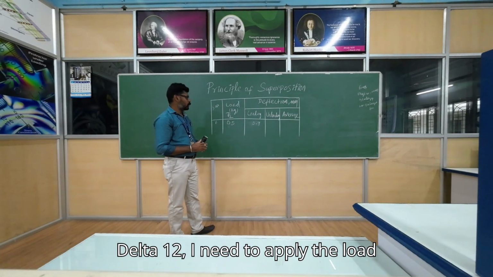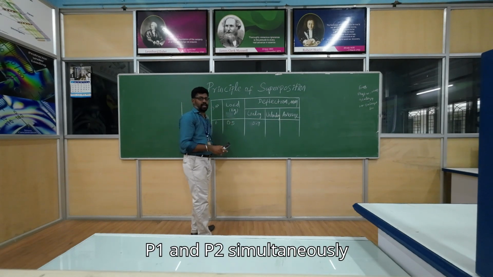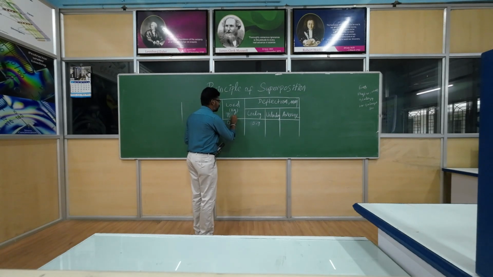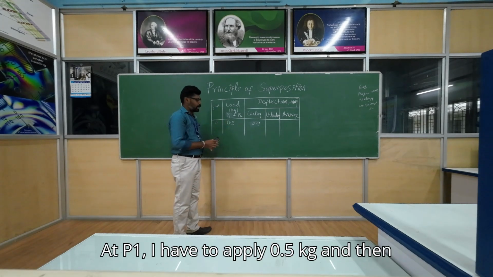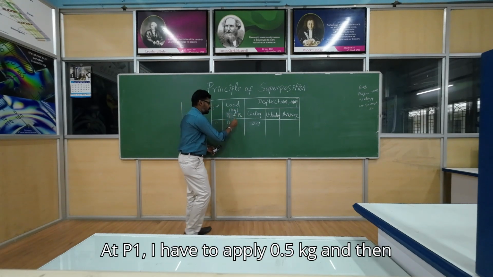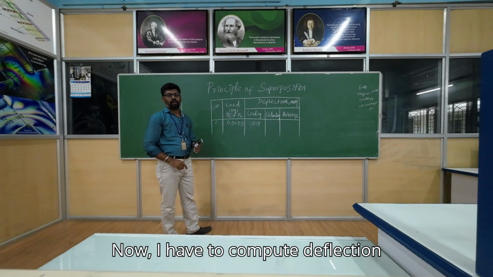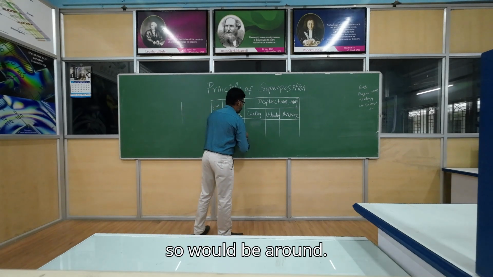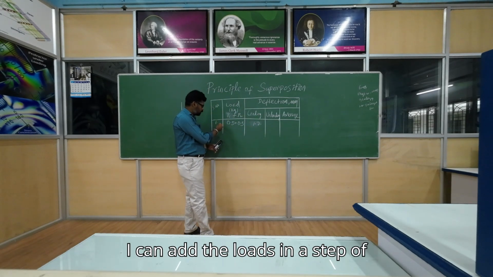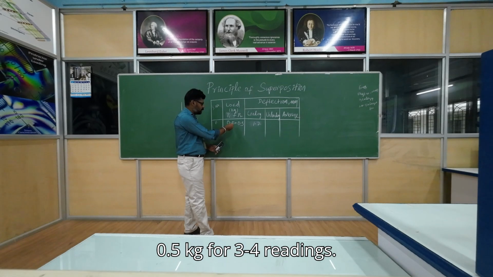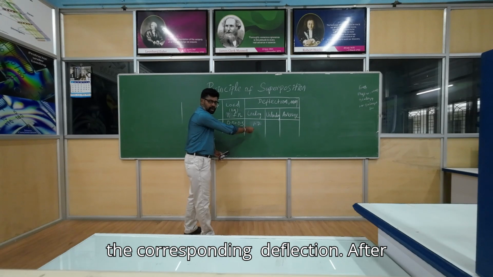So to compute delta 1, 2, I need to apply the load P1 and P2 simultaneously. P1 plus P2, the same load. At P1 I have to apply 0.5 kg, and then I have to apply 0.5 kg at P2. Now I have to compute deflection. So it would be around 1.763. So like that I can add the loads in a step of 0.5 kg for 3-4 readings. For each loading I have to take the corresponding deflection.